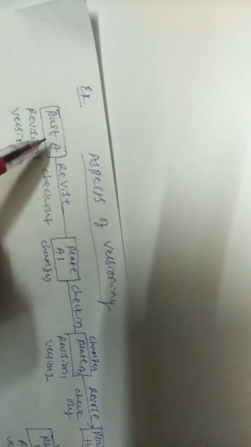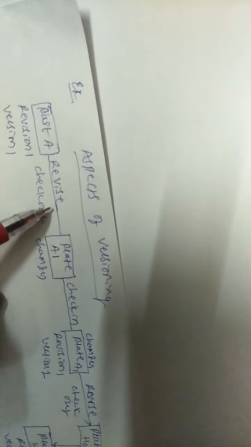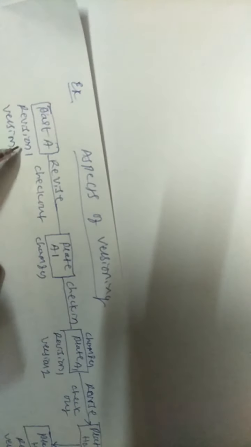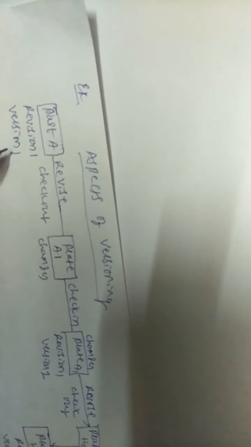Now, we'll take one example of versioning of an item. For example, imagine a rectangular plate A is to be created and saved in a file. The plate design is treated as revision 1 and will be saved into the vault as version 1 using the check-in function.